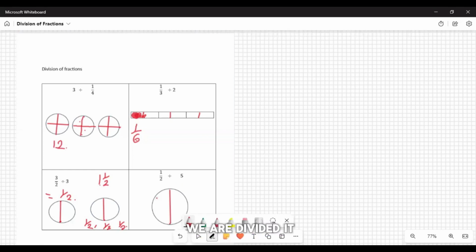So this is half. We are dividing it into 5 equal parts. So this is 1, this is 2, this is 3, this is 4. The 4 is too big. Okay, so this is 4 and this is 5. So we have divided the half into 5 equal parts.